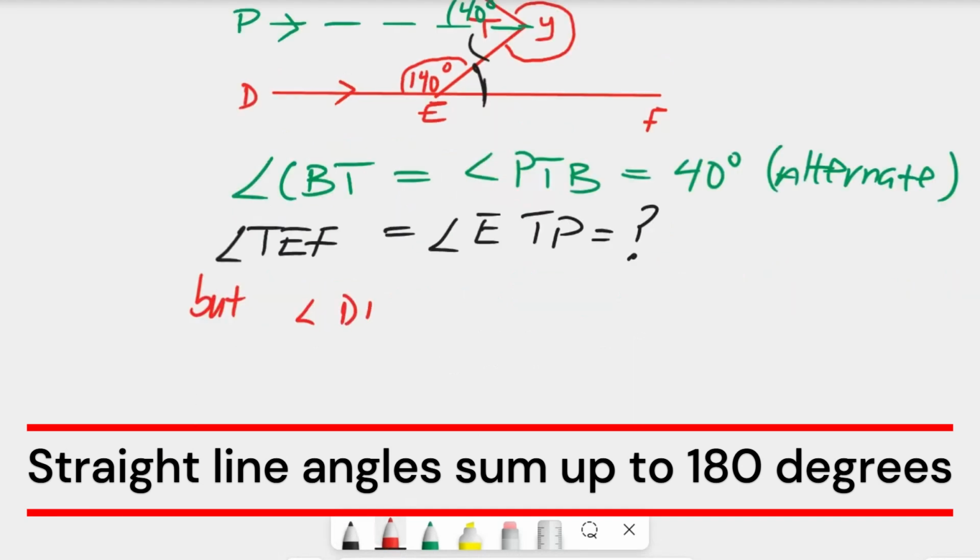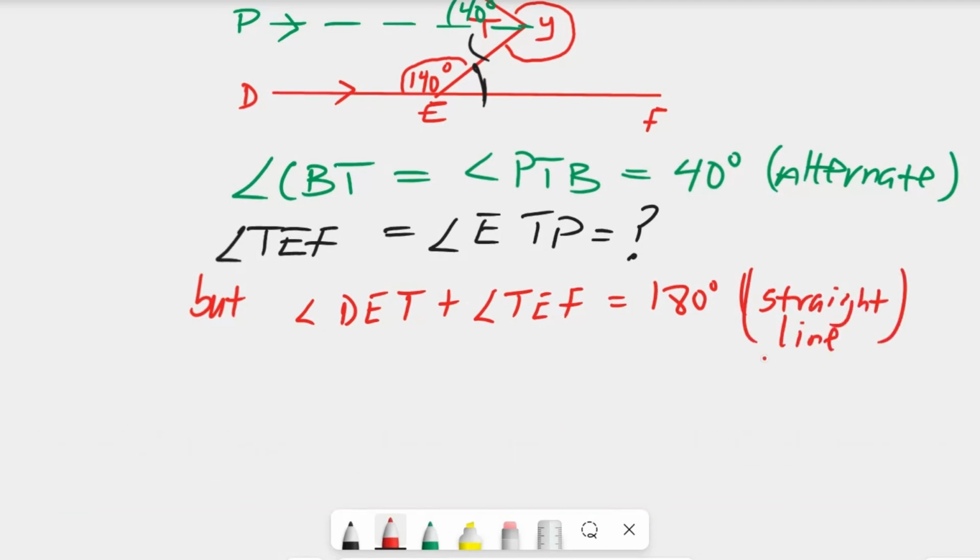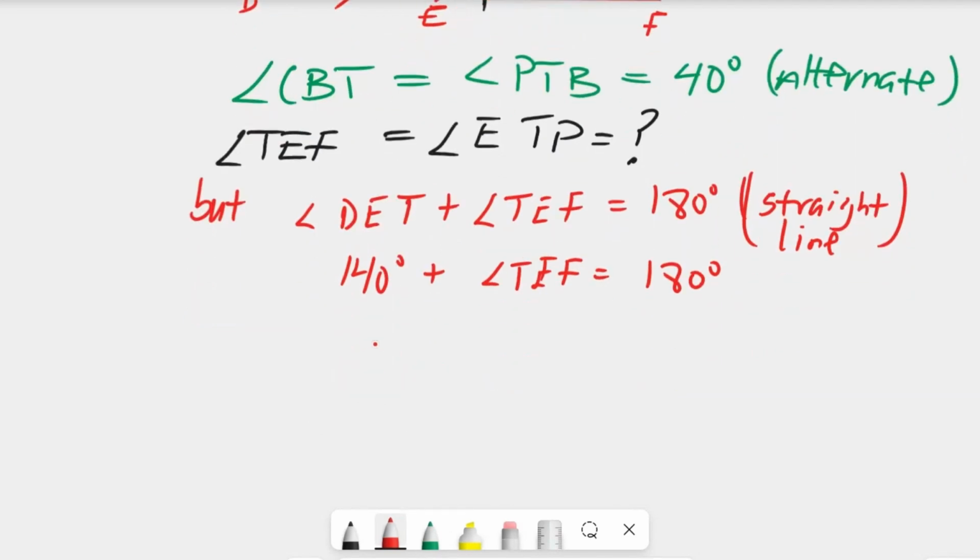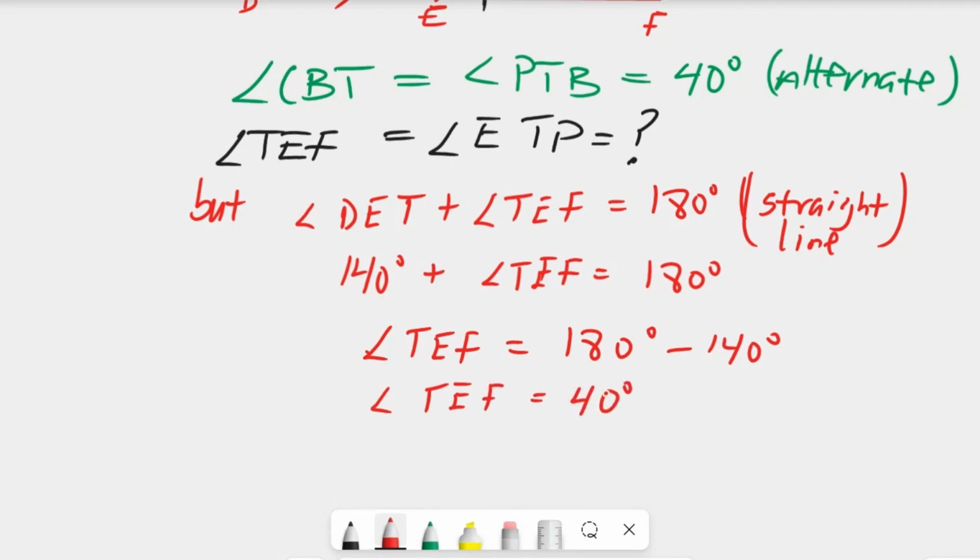So let me work it here. This particular angle plus this angle, that is angle TEF, they equal 180 degrees. They're straight line angles. Angle DET is 140 degrees. So we have 140 degrees here plus angle TEF, that is what we don't know, equal to 180 degrees. So simply, we just subtract 140 from both sides. So that's going to give me angle TEF being equal to 180 degrees minus 140 degrees. So angle TEF is equal to 40 degrees.